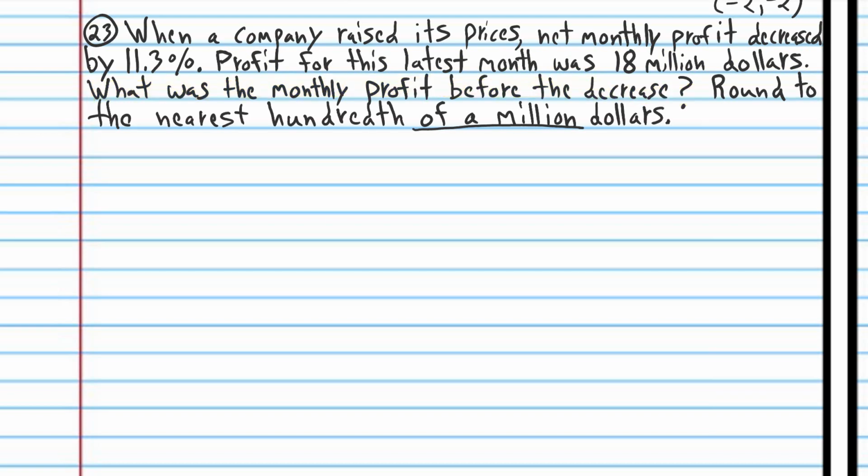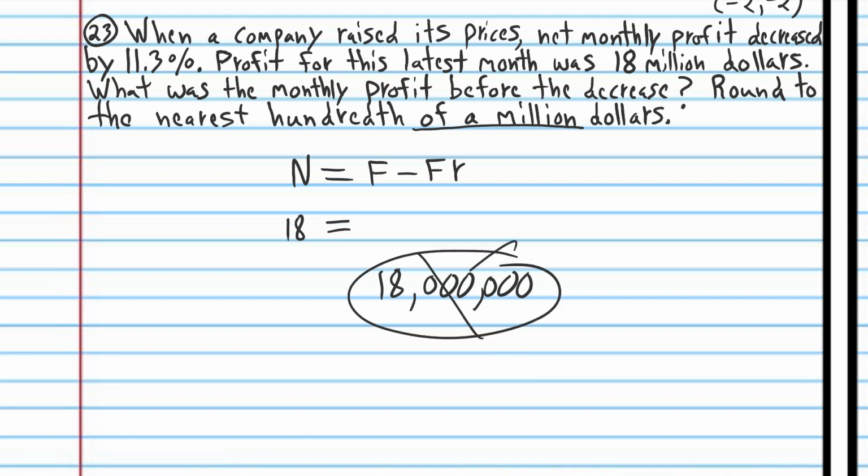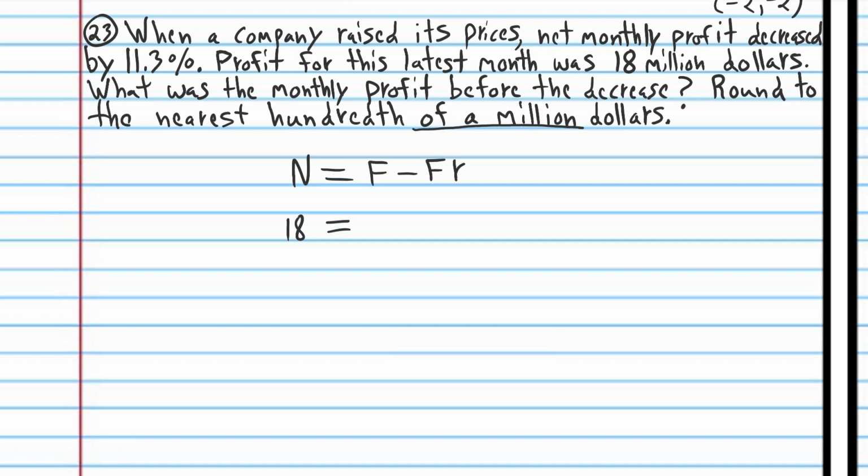So we have to write our master equation here. The new number is equal to the first number minus, because it's a decrease, the first number times the percent written as a decimal. So we know that the new number, n, is 18. You don't have to write 18 million. You can just use units of millions, so we'll write 18.